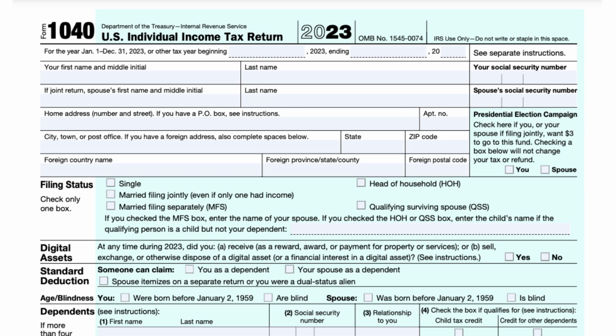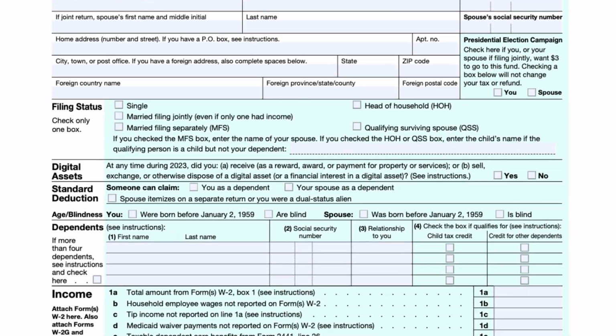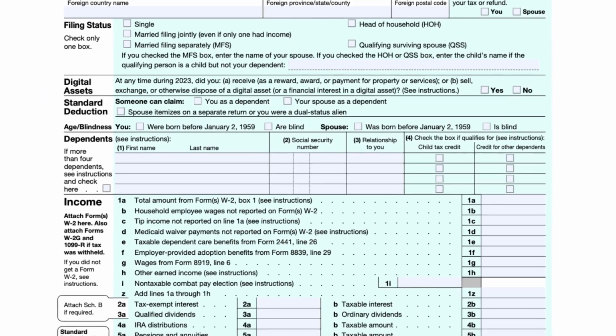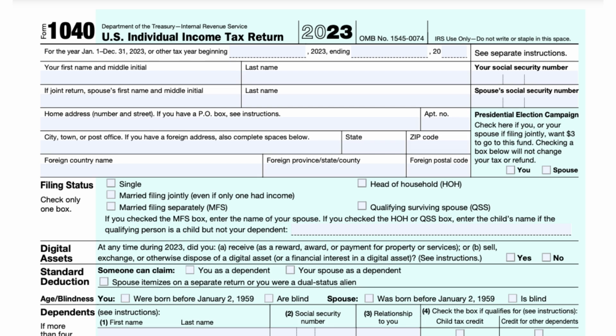In this video, we will begin to learn how to fill out Form 1040 and go until line 9. In the videos that follow this one, we will continue to fill out Form 1040 until its completion. We're going to start at the top of the tax return, which is filing status.